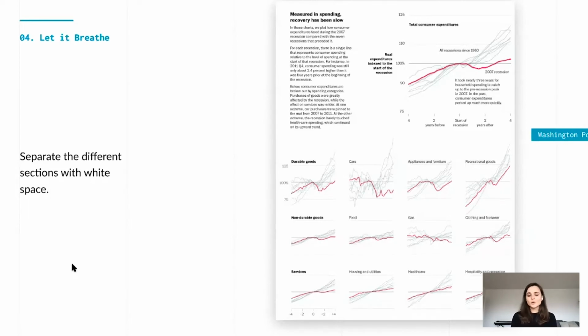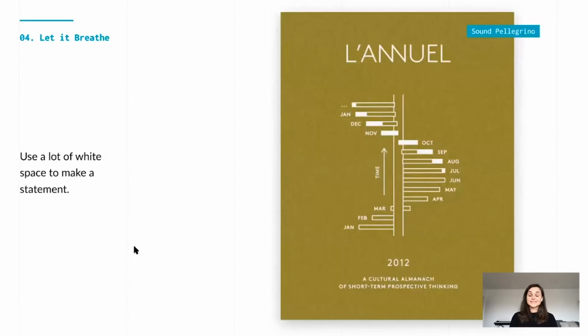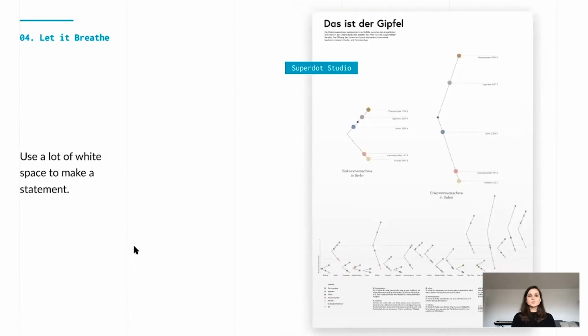So that's the basic way of using white space. As we have just seen, you can also use white space to make a statement, like in this magazine cover that you see on the screen, or in this example by the Superdot Studio. The fact that there's so much white space around the little chart at the middle left corner of the chart, it immediately draws my attention to it. And I start thinking, okay, so the designer wants me to look at this first. Maybe this is the most important piece of the infographic in general.